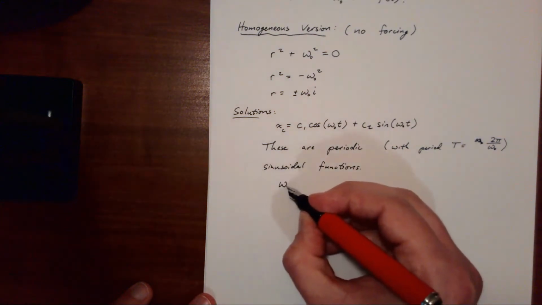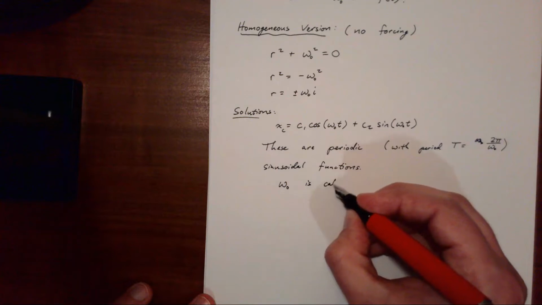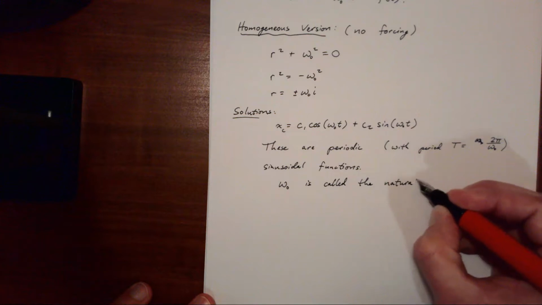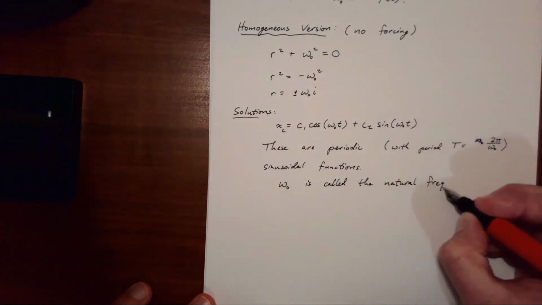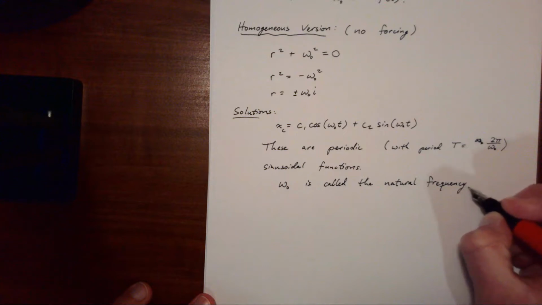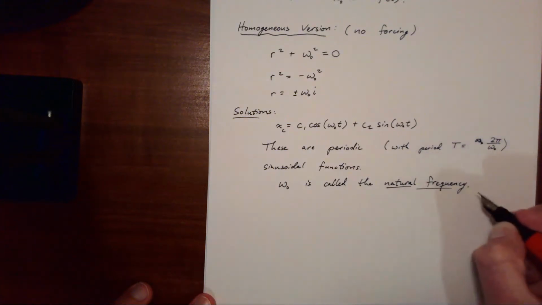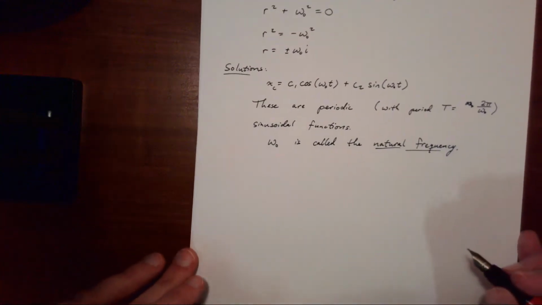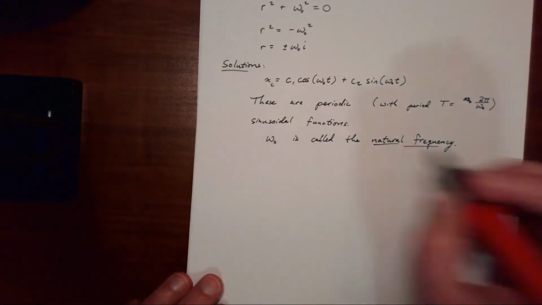Omega naught is called the natural frequency. So this is the term used by your book. In reality, it's not frequency in the sense that we would typically think of it. Frequency you think of as being the number of times something happens, but in reality, it's scaled a little bit. So in reality, omega naught over 2 pi would be frequency in the usual sense that we think of it, but this is fine for us.